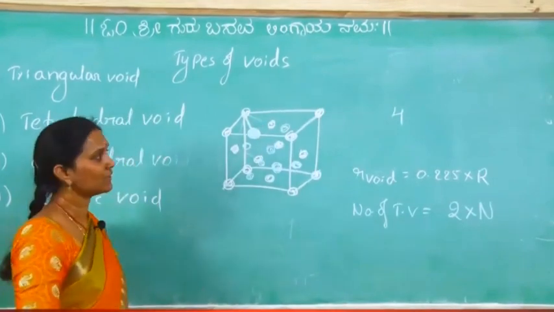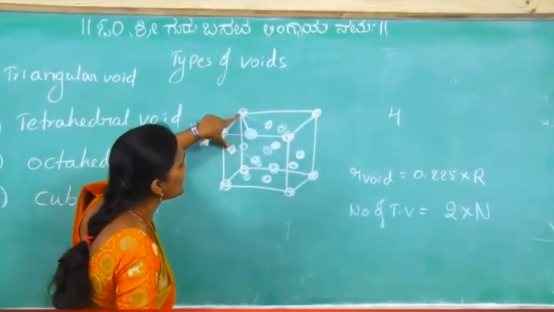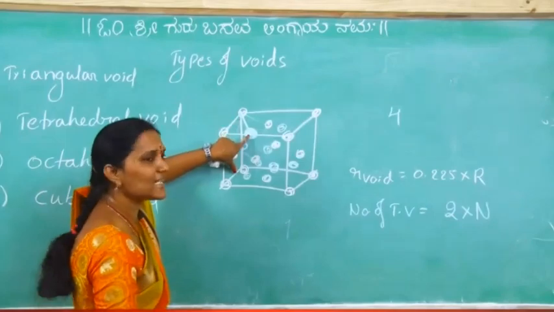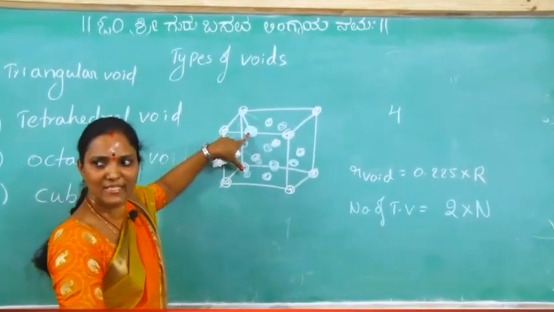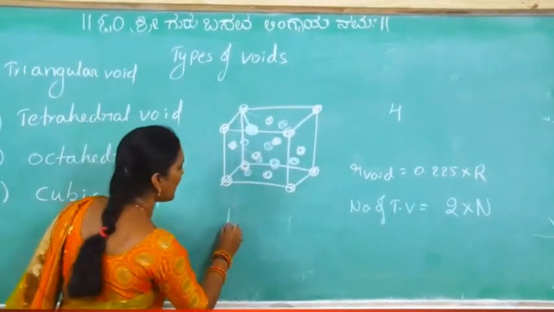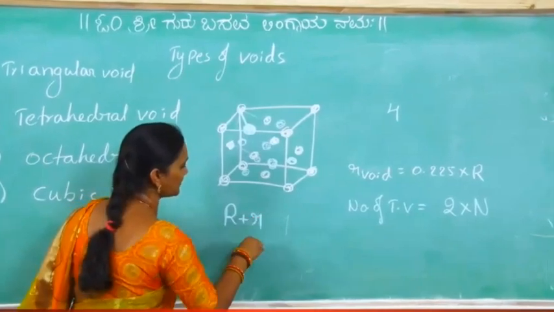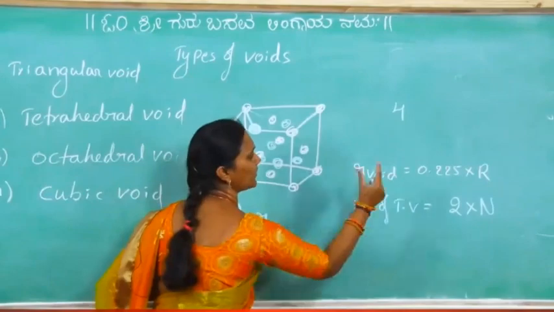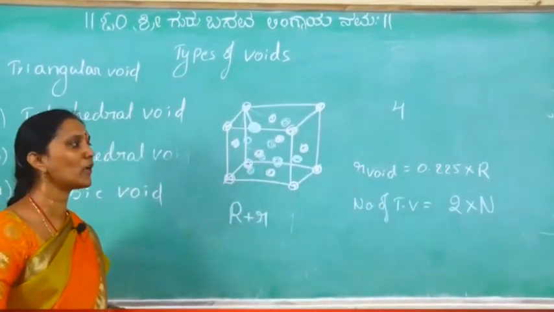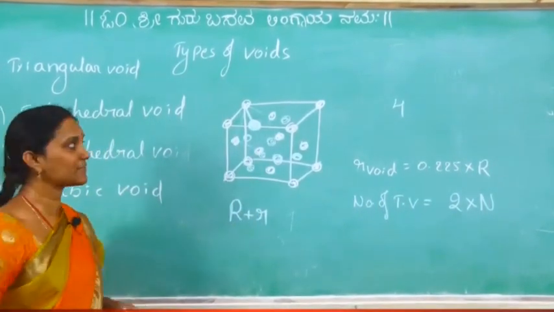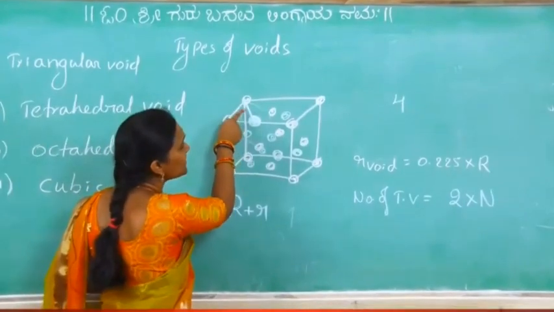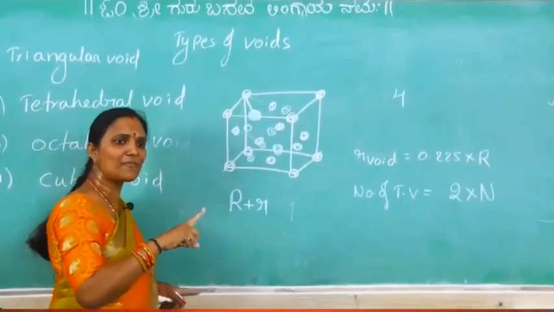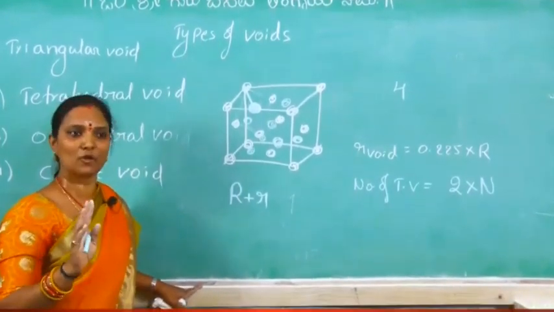This is the radius of particle plus radius of void, R plus r. This is for JEE students. How to get this formula? Radius of void is equal to 0.225 into radius of sphere. Now this distance is nothing but radius of particle plus radius of void.